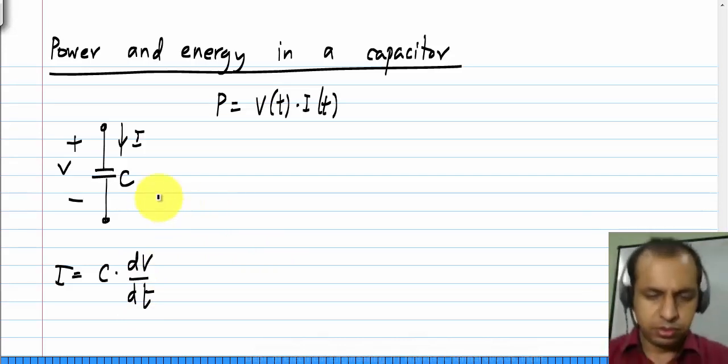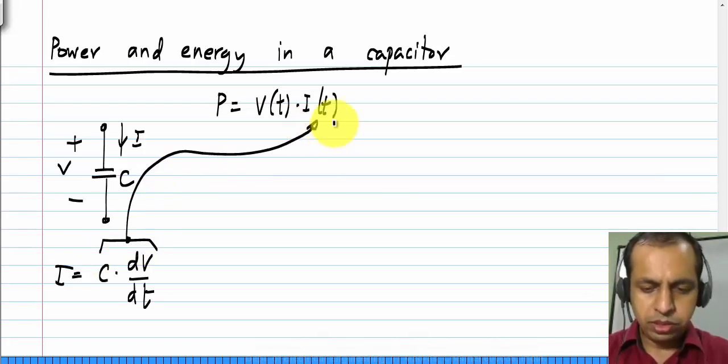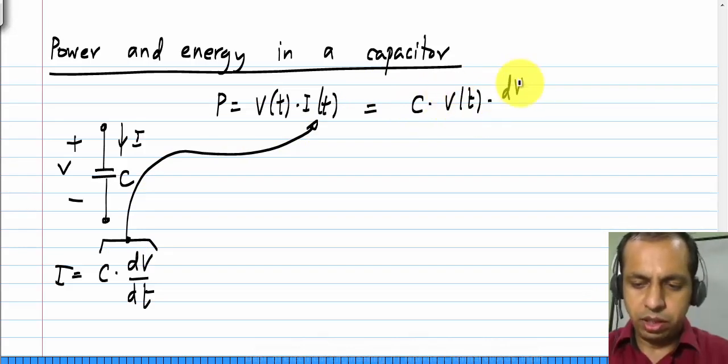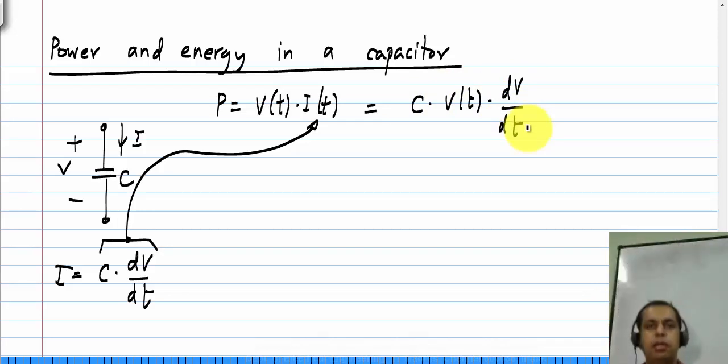Now, of course, we have to substitute this current into this expression to give us C times V of t times dV/dt. First of all, this expression looks a little more complicated than that for a resistor, but the important point here is that this is the power delivered to the capacitor, and this can be either positive or negative.